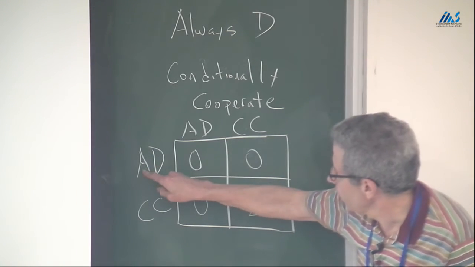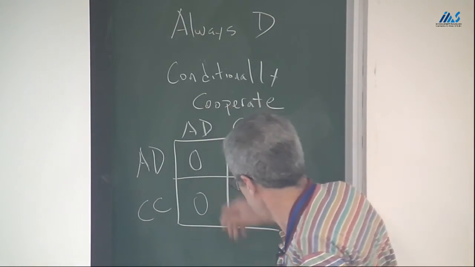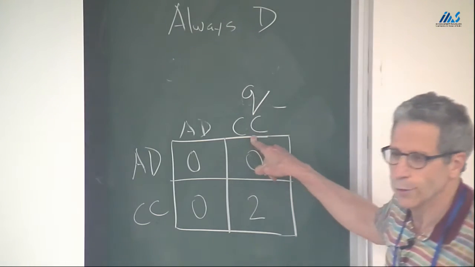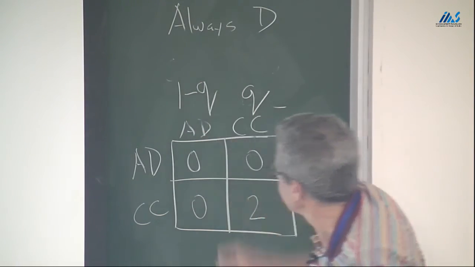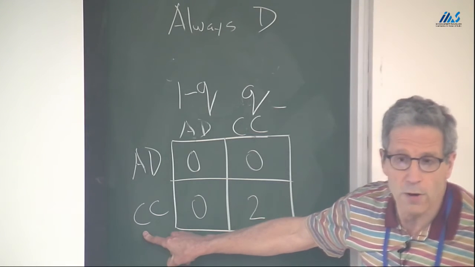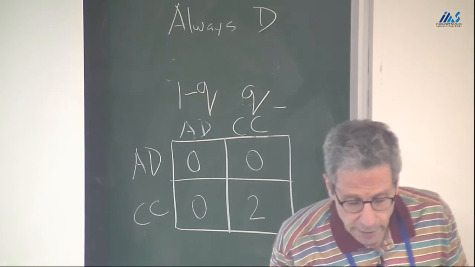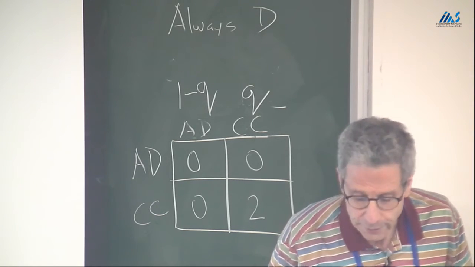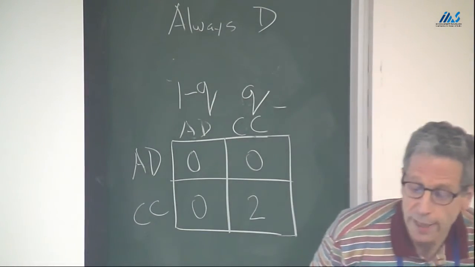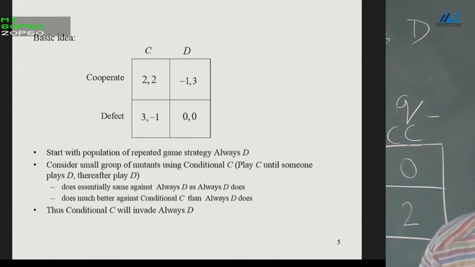So if we think of how these two strategies do against the population, let's say there's a small fraction Q who use conditionally cooperate, a larger fraction 1 minus Q who play always D. Conditionally cooperate is going to do better on average against the population than always D. And in the language of evolutionary dynamics, conditionally cooperate will successfully invade this population of always D. Always D is not evolutionarily stable. It will not persist.